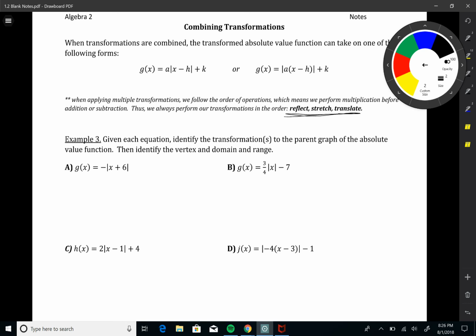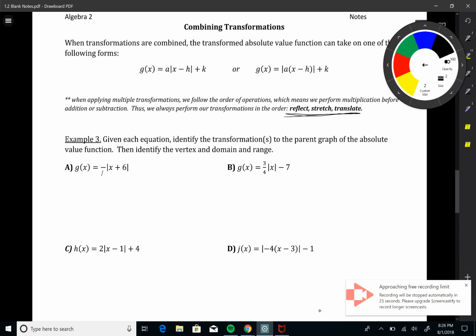Then identify the vertex and domain and range. So let's just remember that the domain of every absolute value function is all real numbers. So if I, for some reason, forget to say that, that's what it is. And we're going to do this first one really quickly. I have a negative out front, which is a reflection over the x-axis. On the inside, I have x plus 6, which is my h value of -6, so I'm going left 6. And I'm going to have to finish this tomorrow, but if I move left 6, my vertex is at (-6, 0). All right, see you tomorrow.